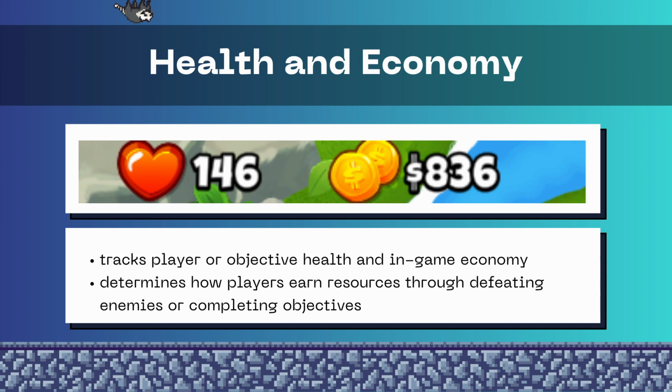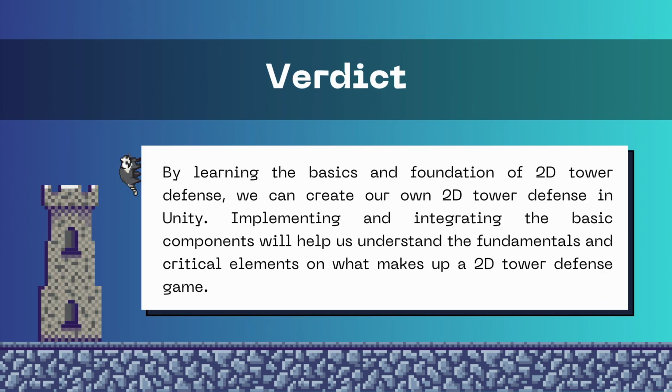Health and economy. A health and currency tracker is essential in most games that involve fighting or purchasing of any kind. In tower defense games, health is usually deducted from any enemy that makes it past the defenses and reaches the end of the path. The currency tracker, on the other hand, tracks how much currency a player owns. In our game, we earn currency by defeating enemies. This helps the player decide what kind of towers they can afford.